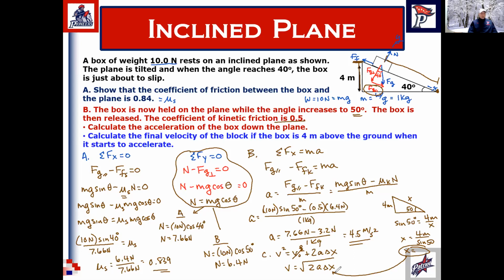I'll work it out real quick. 4 divided by sine of 50 is 5.2. What did I do? Let's try that again. 5.2 times 4.5 times 2, square root, 6.9, 6.85. Is what I got.